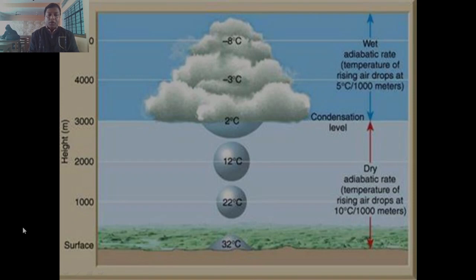As all of you see, 3 kilometers above is the condensation level, at 2 degrees Celsius temperature. After that it gets condensed, and you know that the adiabatic rate of rising air drops at 5 degrees Celsius per 1000 meters. In this area you see the temperature level, and as all of you know, the higher you go, the cooler it is. So that's the region where condensation occurs.